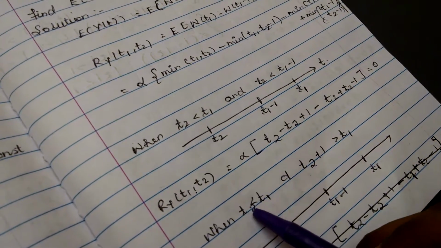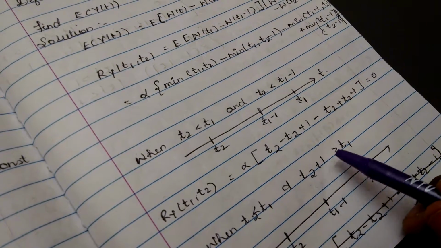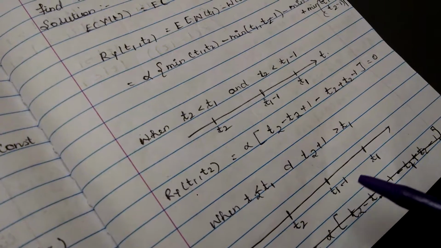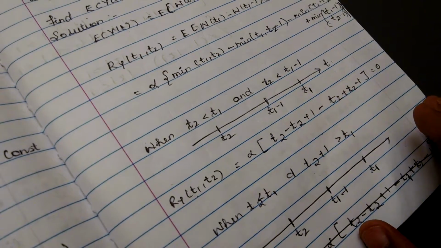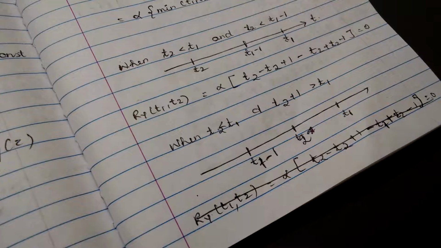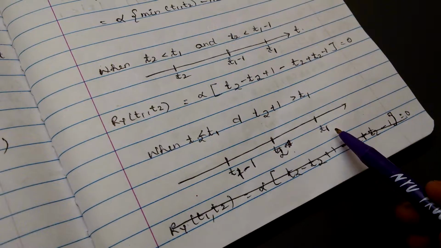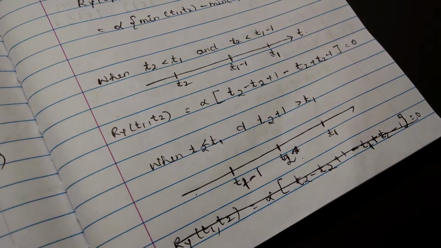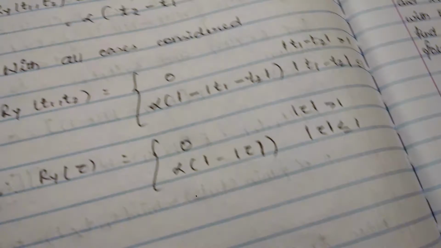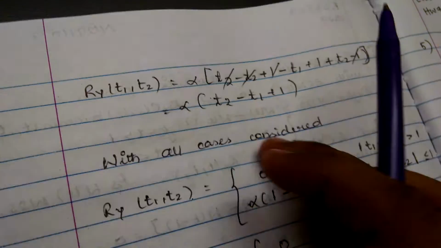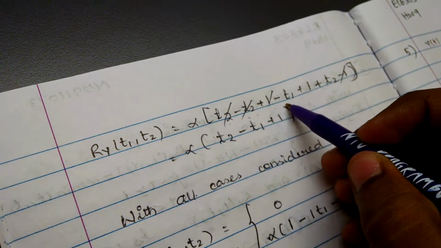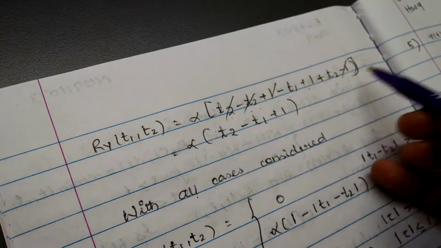Now the second case is t2 is less than t1, but t2 plus 1 is greater than t1. We draw the number line for that: t1 minus 1 and t1, for this particular second condition. So when we substitute the values, similarly we'll get alpha times t2 minus t2 plus 1 minus t1 plus 1 plus t2 minus 1.